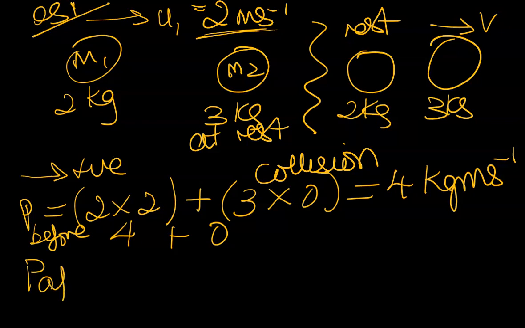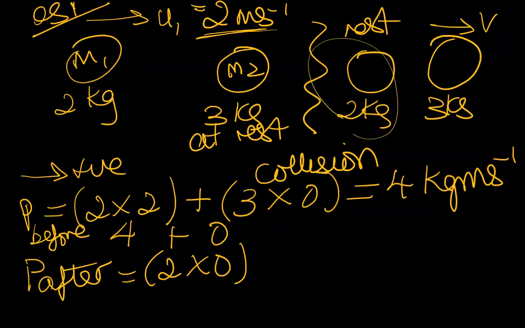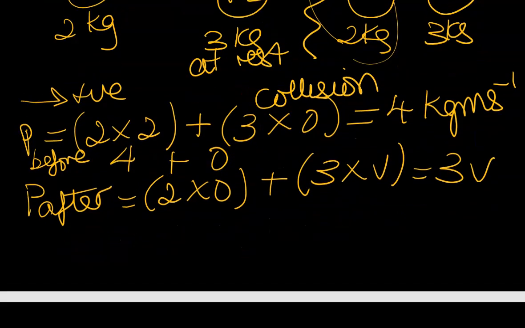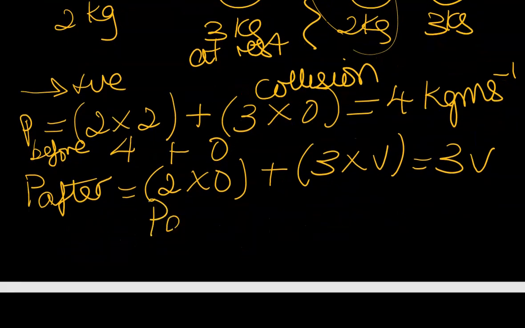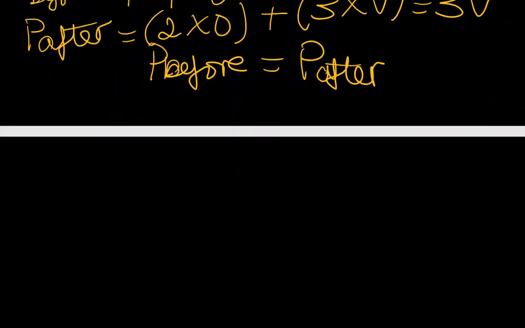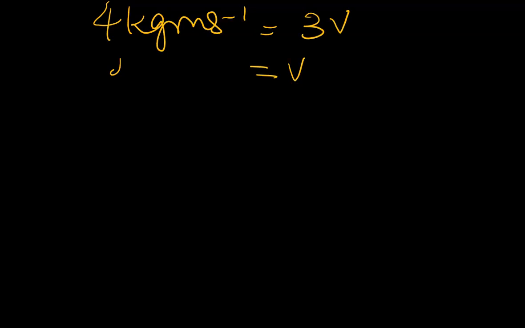Now, after the collision, you were told that the 2 kilogram body comes to rest. So your final momentum of this body is 0, 2 by 0, and 3 moves off with some velocity v. So the expression for my momentum after is 3v. So using the principle, the total momentum before is equal to the total momentum after. So then it implies now that 4 kilogram meters per second is 3v. So v is 4 over 3 meters per second.